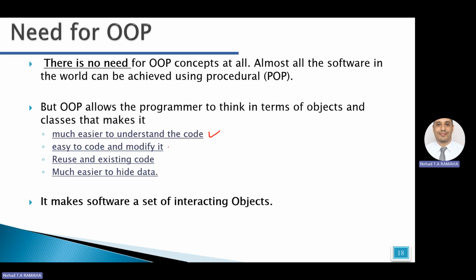It's easier to modify because you can modify each class without affecting other classes. It's easy to reuse the existing code. You just need to inherit. Inherit means you just say that this class takes from the other class, and then you can add methods and attributes to the existing class without changing the original class. I will show you. We will take it in inheritance and so on. And it's much easier to protect the data, hide the data.